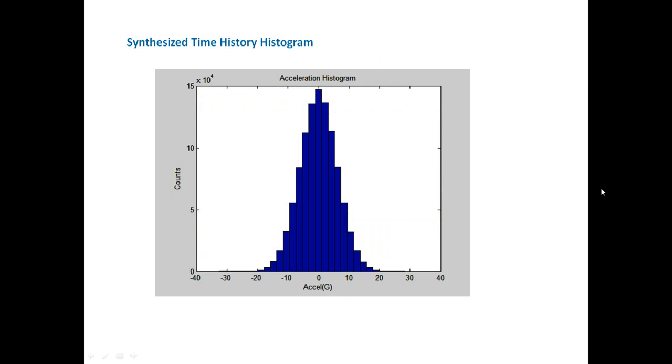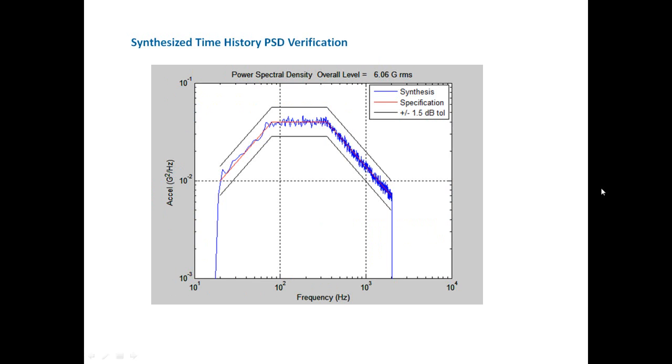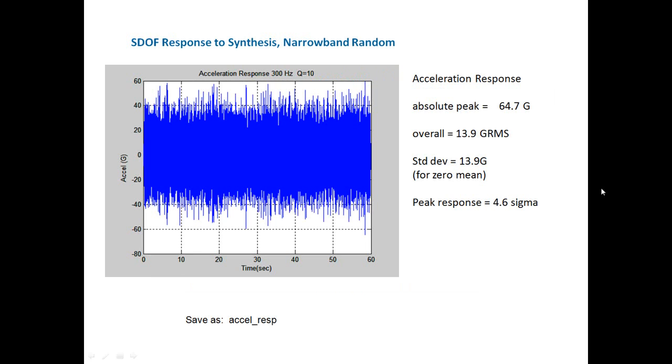So this was the synthesized time history histogram for the base input, Gaussian bell curve. And then we saw the power spectral density of the synthesis that did agree with our nominal specification. We took a look at the acceleration response. And I think in our case, our overall level was about 13.7 GRMS. This one came out just a tad higher, but that's okay. We're not going to worry about that.